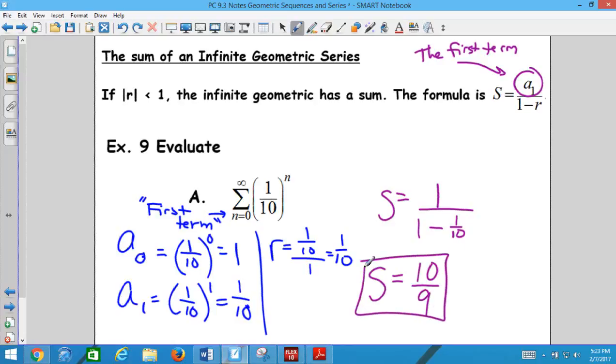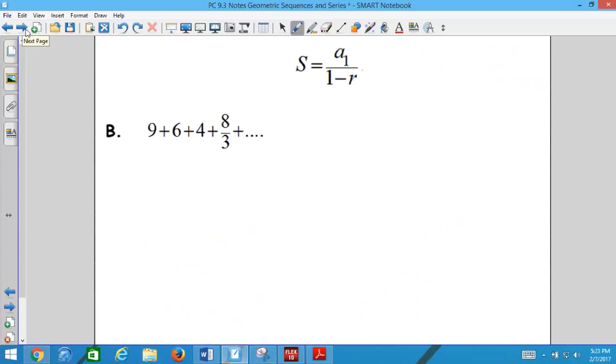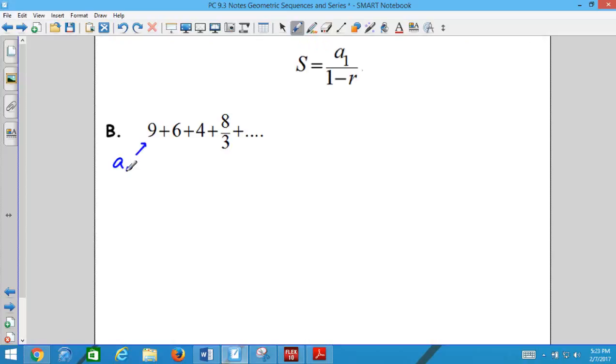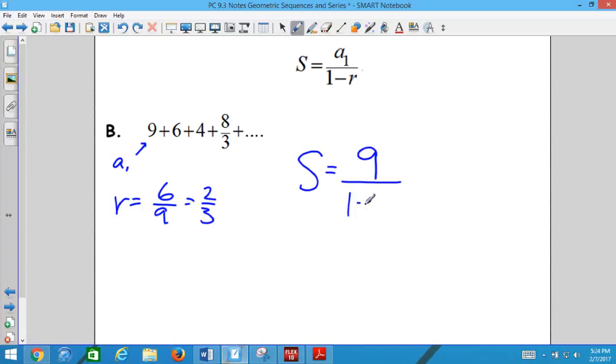Make sure you type that in, make sure you get the answer, so you know how to do it on your own. Alright, this one, I already have the first term, that's 9, and then I need my rate, so for my common ratio, I'm going to take 6 divided by 9, so that's 2/3. Plug it into the formula. My first term is 9 over 1 minus my rate. And I'll use my calculator to find the answer of 27.